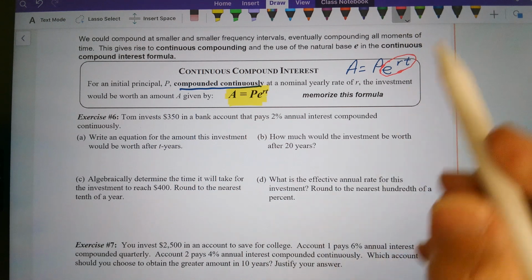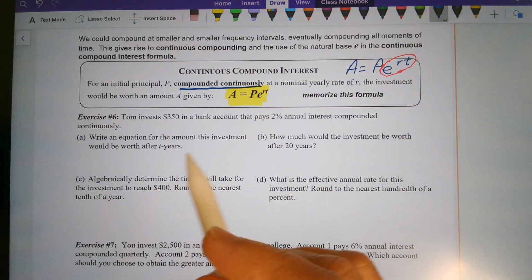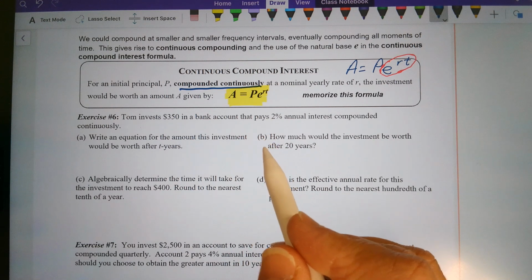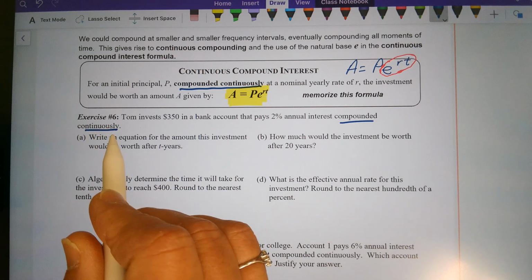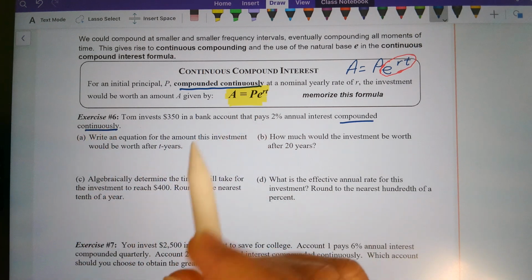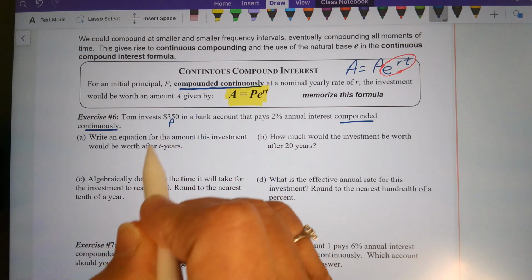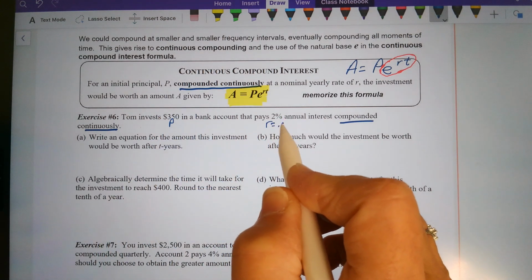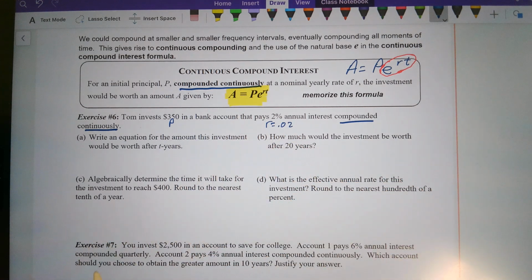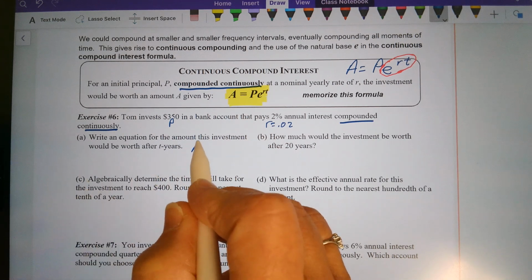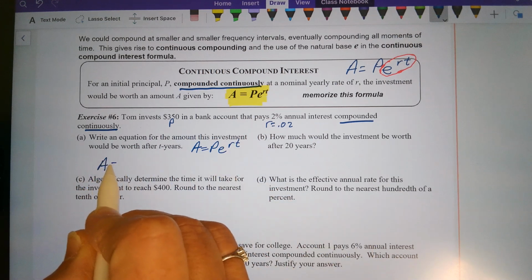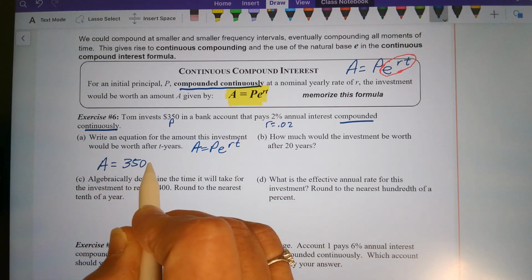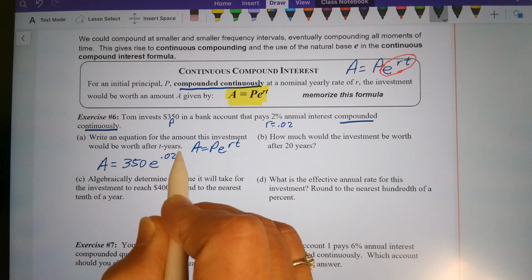Exercise 6, Tom invests $350 in a bank account that pays 2% annual interest compounded continuously. So as soon as you see that, you're using A equals Pe to the rt. So 350 is our P, r is 0.02. Write an equation for the amount this investment would be worth after t years. Let's write our formula. A equals P times e to the rt. Capital A equals 350 e to the 0.02t.